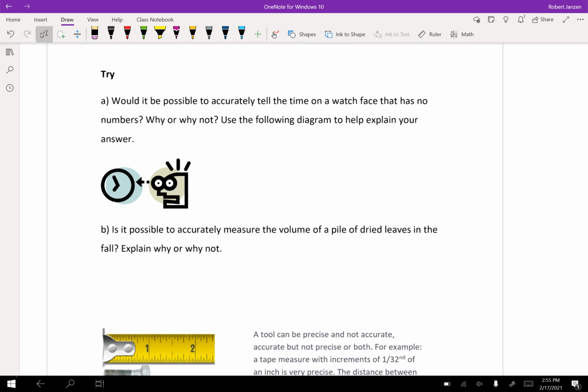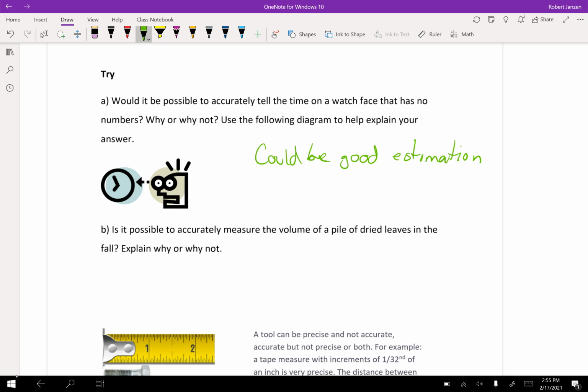Would it be possible to accurately tell the time on a watch face that has no numbers? Why or why not? Well, would it be accurate? It would not be very accurate. It would be an estimation. I think you could use this to estimate. I can tell you it's going to be about 1:15 or about 1:30, but I can't tell you is it 1:36 or 1:38. So the accuracy is not going to be great. It will be okay.